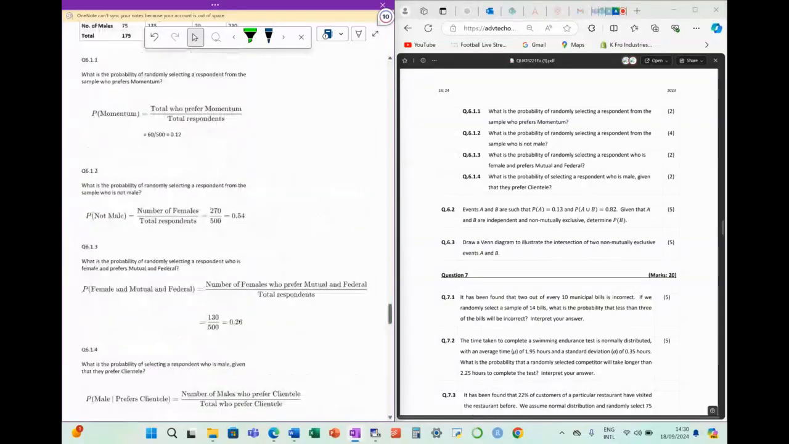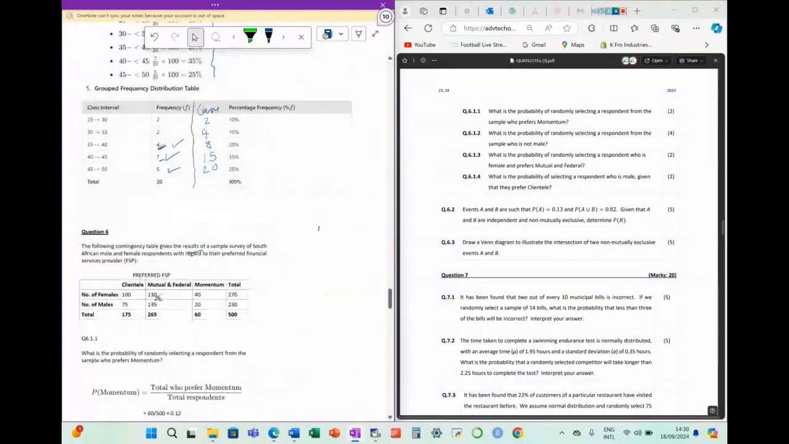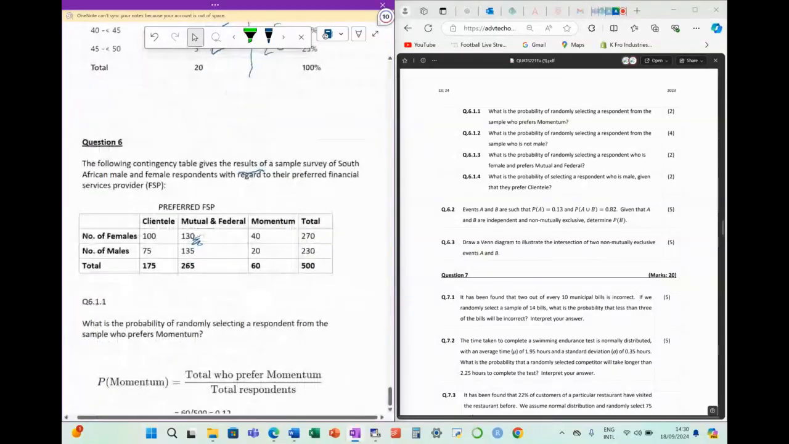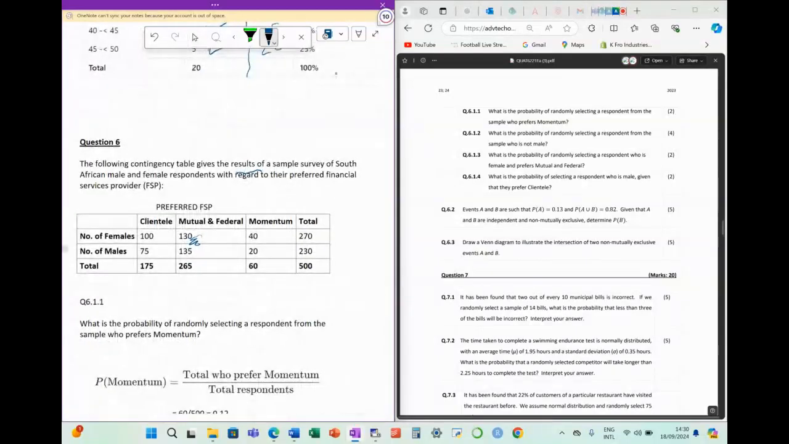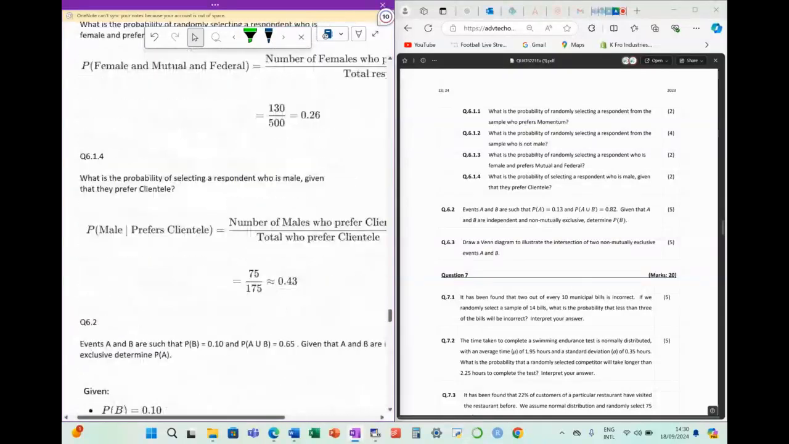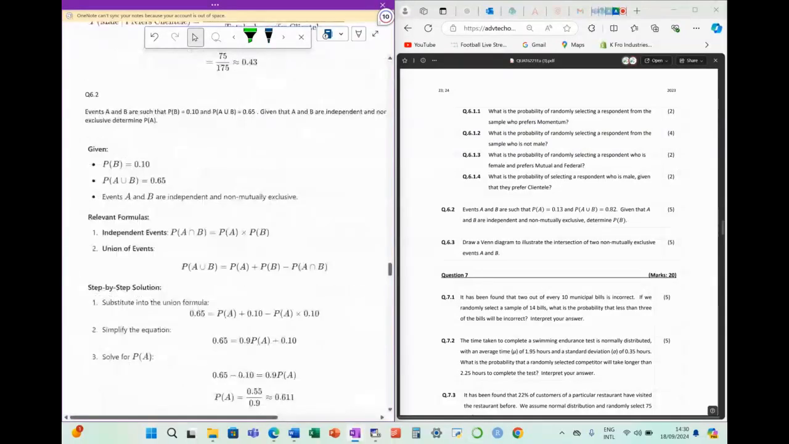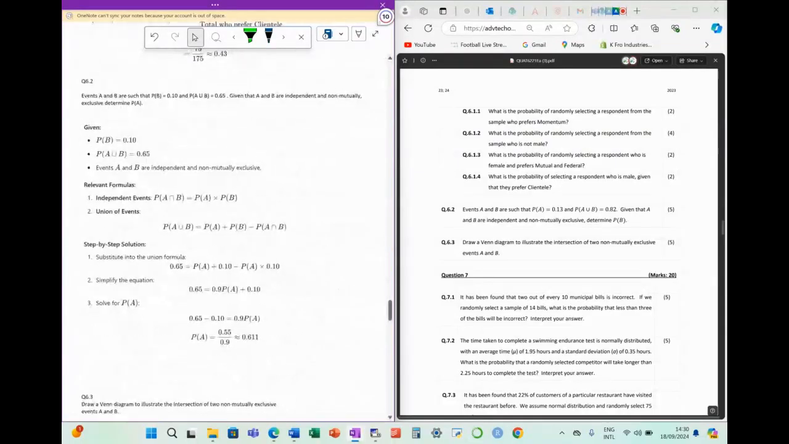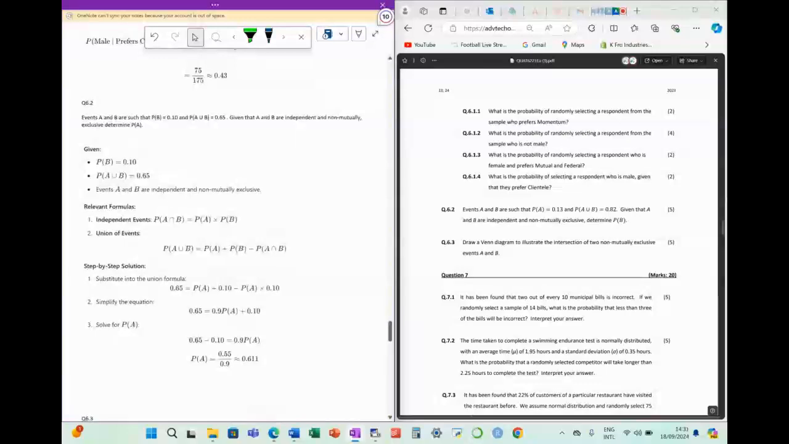Okay, and so instead of saying, if we look at our contingency table, we're saying males that prefer clientele, boom, there we go, divided not by total, but total clientele respondents. Okay, right.